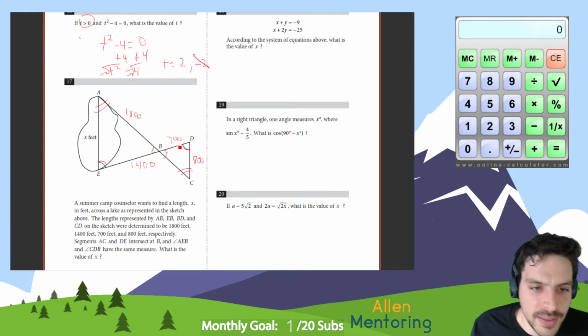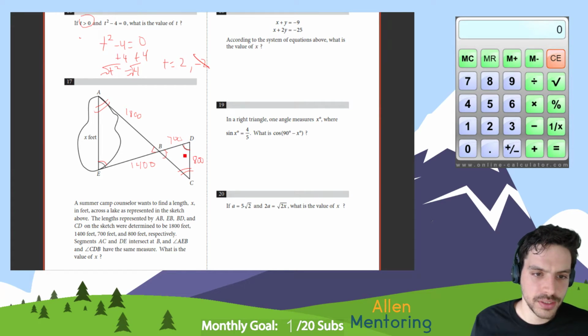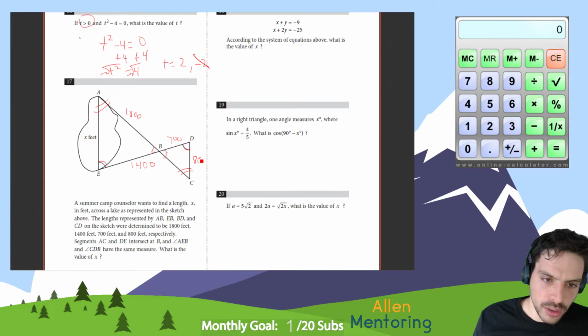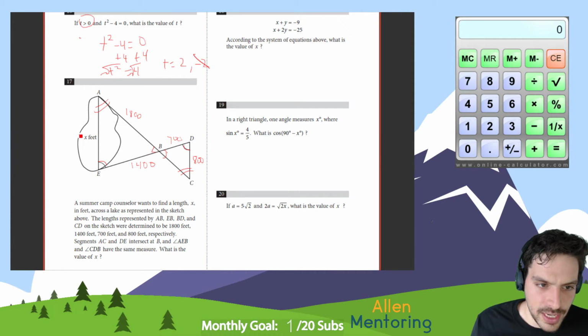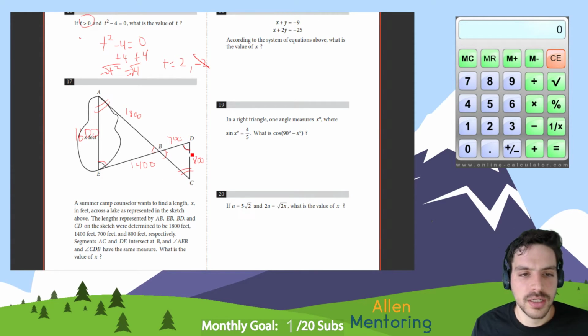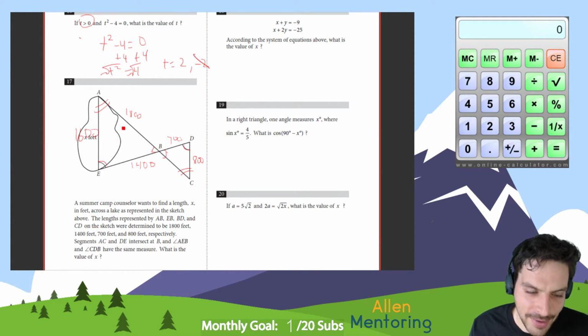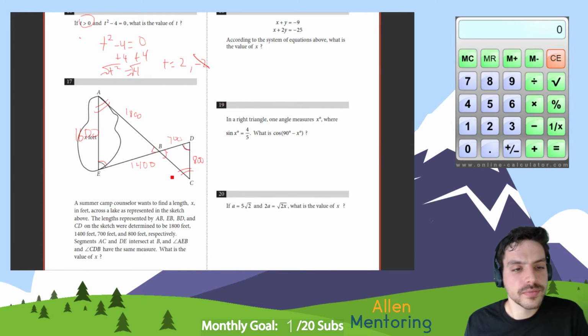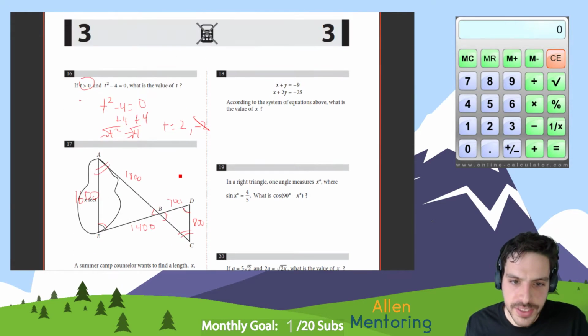And so we see that in this case, these corresponding sides are halves of each other, right? 700 is half of 1,400. Okay, so that means that AE is going to be double of DC. So X will be 1,600. We see that this little triangle is half of this bigger triangle. All right, so 1,600 is your answer. Sweet.